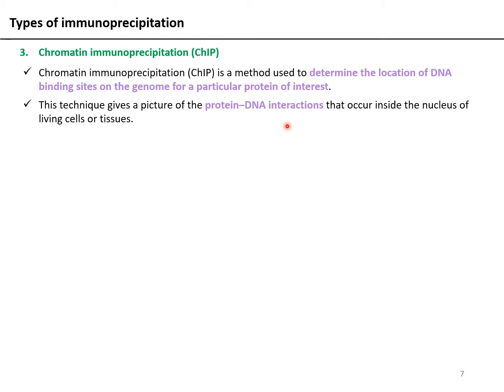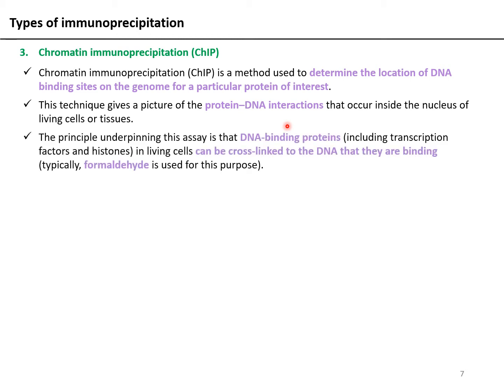The principle underpinning this assay is that DNA binding proteins, including your transcription factors and histones in living cells, can be cross-linked to the DNA that they are binding. Typically, formaldehyde is used for this purpose. Now, it is very crucial to keep in mind that if you do not do this cross-linking, then this interaction is not tight enough to survive the different steps of the IP protocol. So this cross-linking is very, very important, and it makes it possible to do such interaction studies.